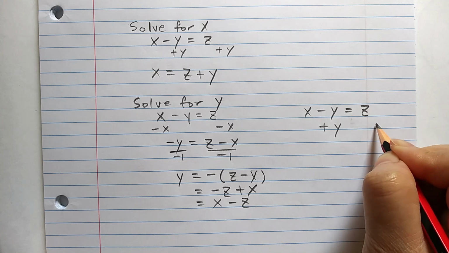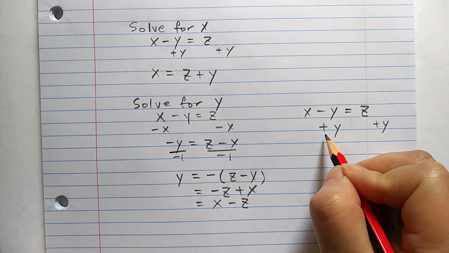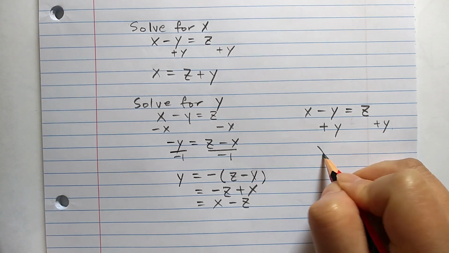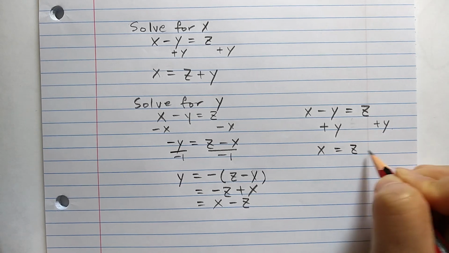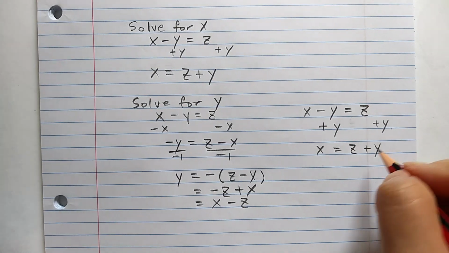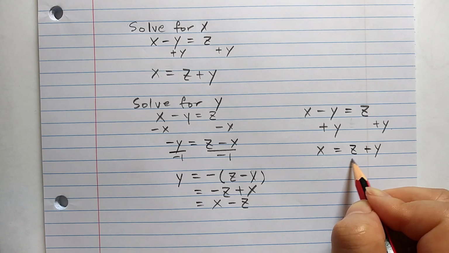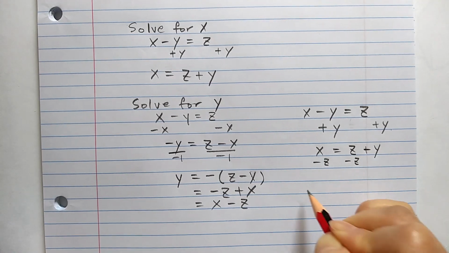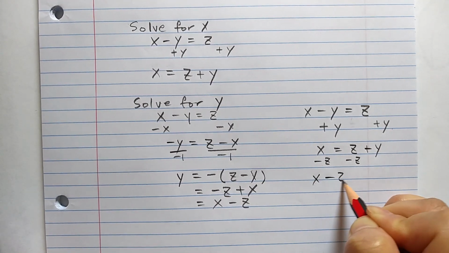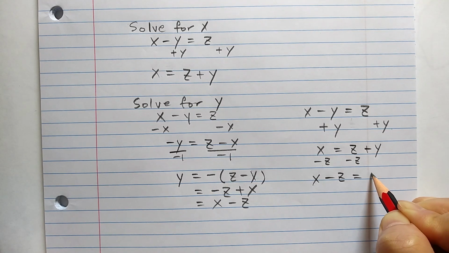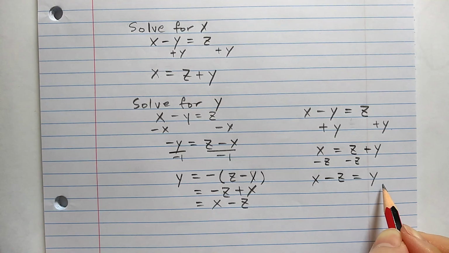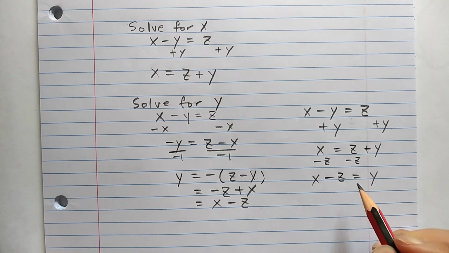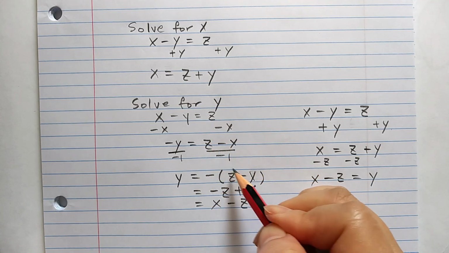Add y to both sides. Then y will be gone this side, but it'll appear here. So x is equal to z plus y. Then bring this z to the left side by subtracting z. Then you will have x minus z here is equal to y, which is same as this answer. In this case, you don't have to deal with all these negative signs.